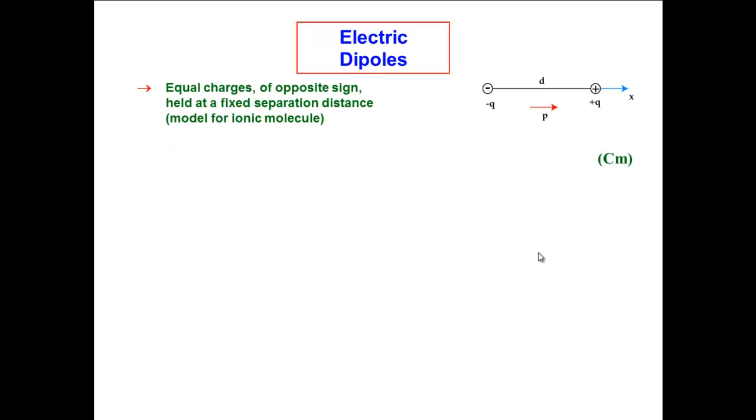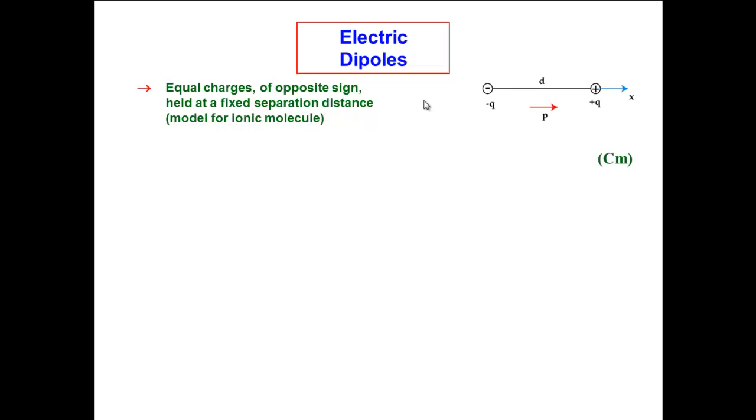Now we're going to move on to talk about electric dipoles. Electric dipoles are nothing more than equal charges that have opposite sign and that are fixed at a certain position in space. So these negative q and positive q sit a distance d apart along, in this case, the x-axis. And this is important. We consider electric dipoles because they're really useful models for understanding the behavior of ionic molecules.